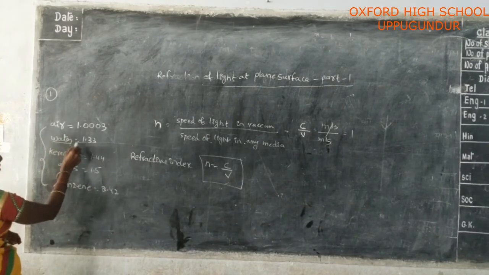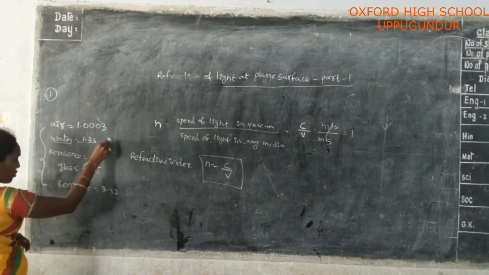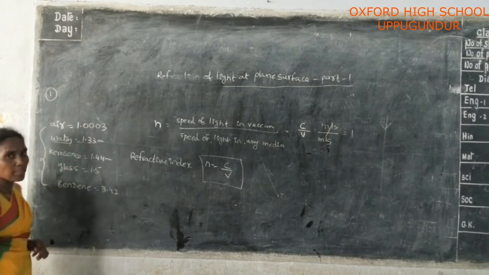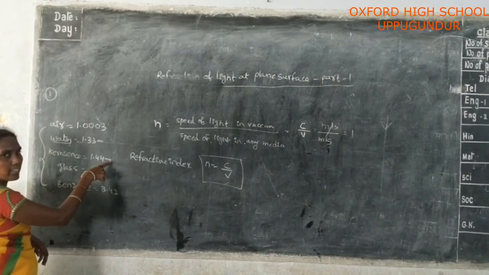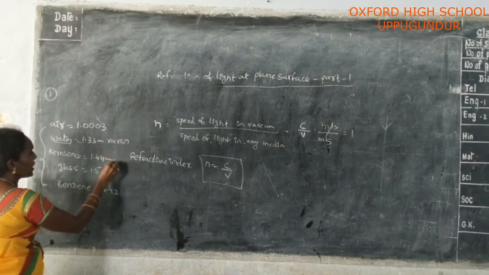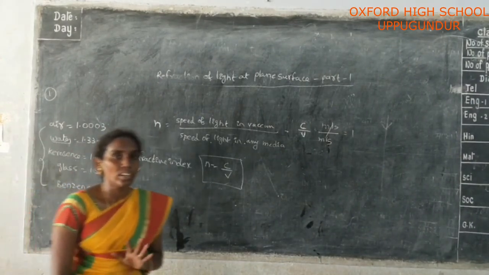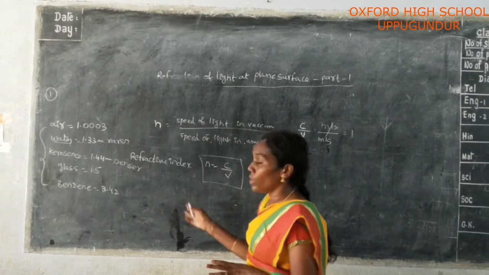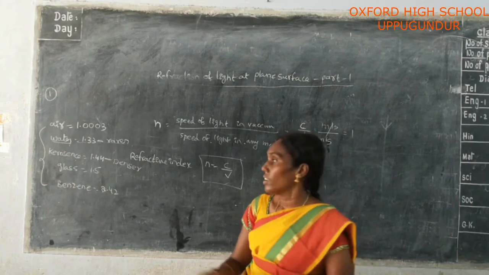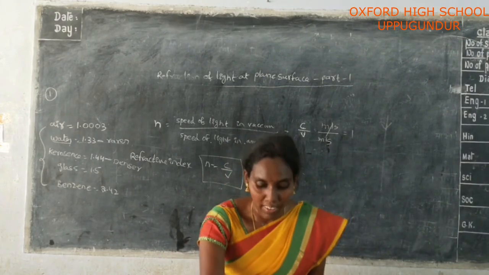Here the refractive index of water is 1.33 and kerosene is 1.44. Based on these two quantities, kerosene is optically denser and water is optically rarer. Here this is for rarer medium and this is for denser medium. That's why the kerosene floats on water, because the mass density of water is very high when compared to the mass density of kerosene. But the kerosene is optically denser when compared to water.